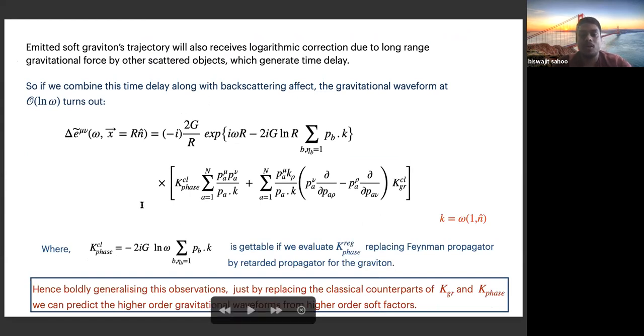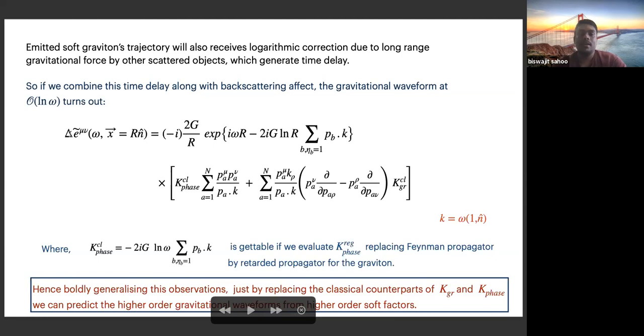And if you take care of all these things, we can show that this subleading order gravitational waveform, which goes like log omega in the frequency space, has this kind of behavior. You can identify the soft factors which I have written down. The only difference is that this k now has a superscript CL, which is the classical, not the regulated piece, which means that we have to evaluate the same regulated phase factor or regulated KZR, but with the Feynman propagator replaced by the retarded propagator.